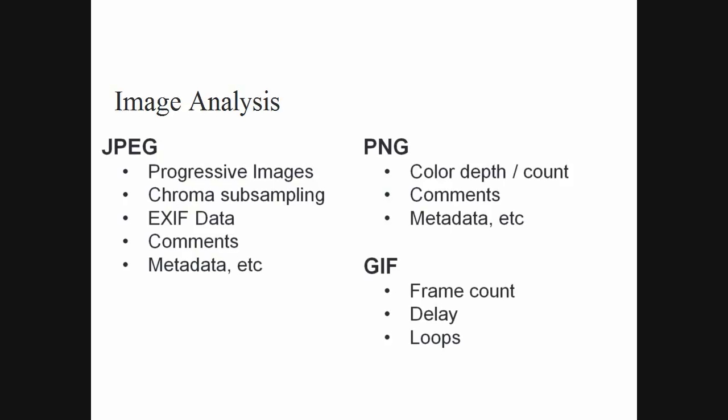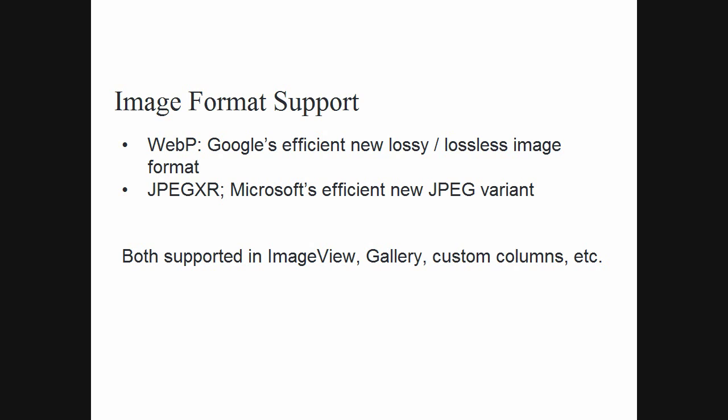For PNG, we show color depth and the number of colors, comments, metadata, and so forth. For GIF files, we tell you how many frames were in an animated GIF, what the delay is, what the loops are, things like that. Fiddler supports WebP, which is Google's new lossy or lossless image file format, and JPEG XR, which is Microsoft's new version of JPEG.